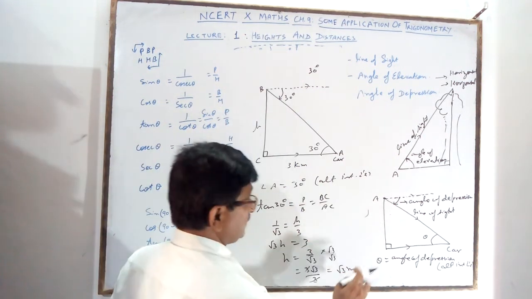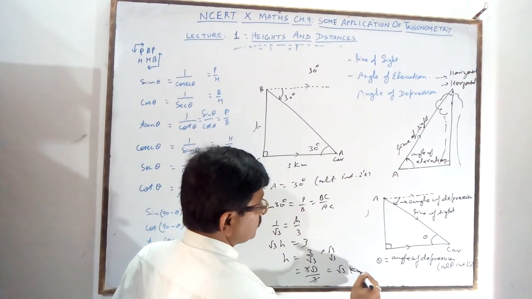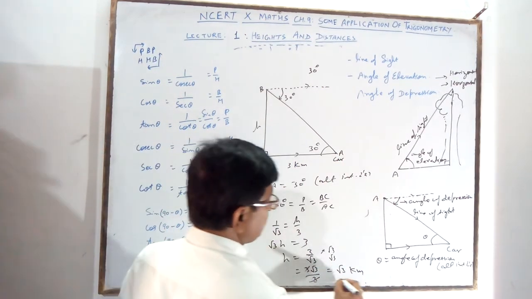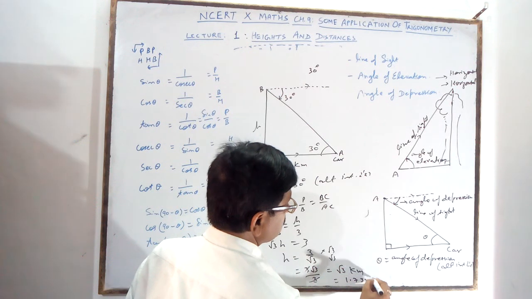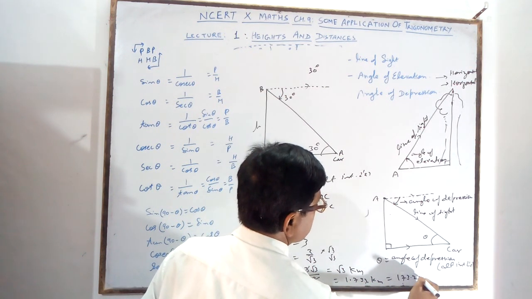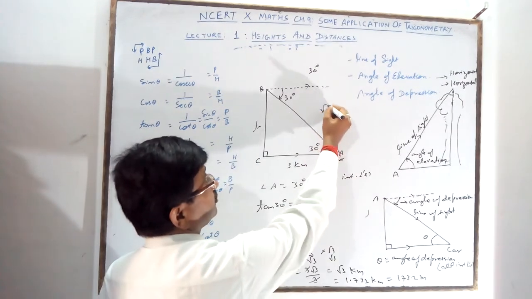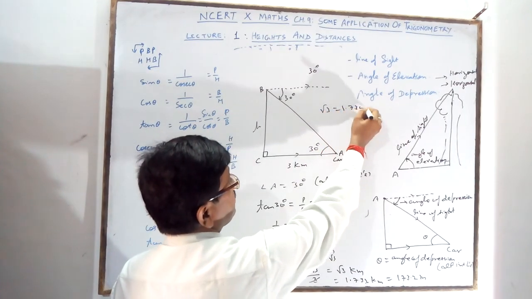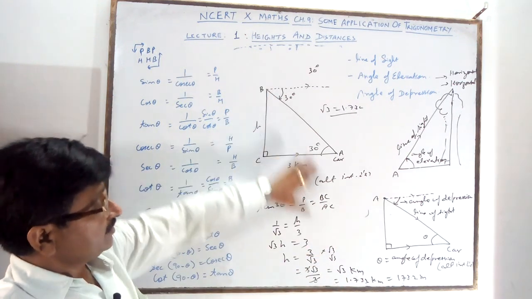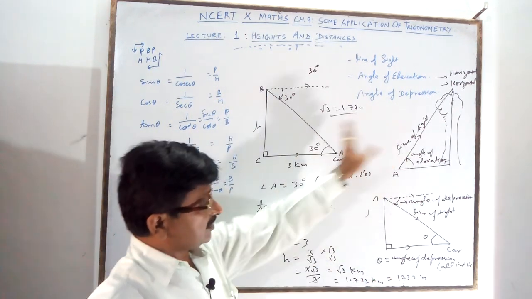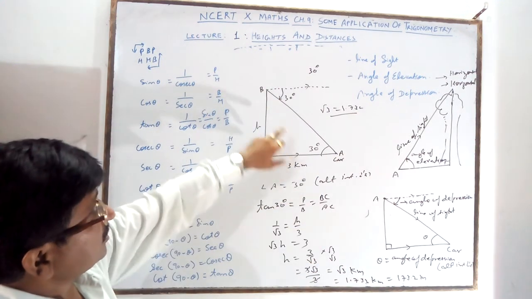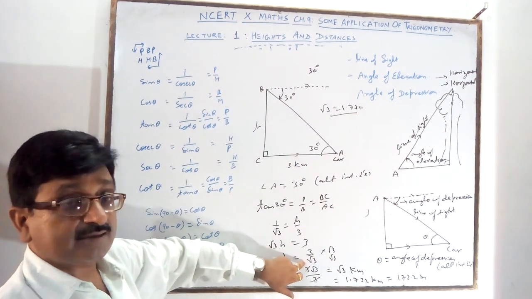Not meter, kilometer. Root 3 kilometer. So you can give the answer in root. If the value of root 3 is given as 1.732, then it is 1.732 kilometer, which is 1732 meter. If the value is given, you don't leave the answer here; you write the value and then write the answer. Otherwise, you can write all the answers very easily in the form of root. Don't leave any irrational number in the denominator.